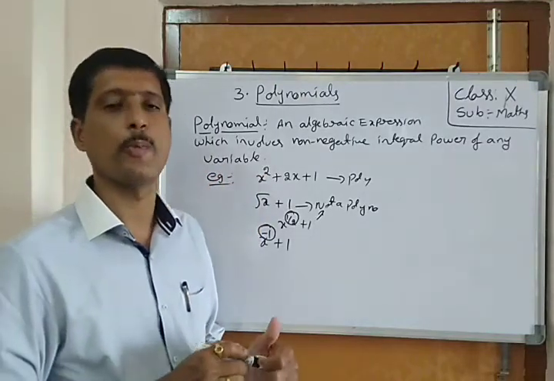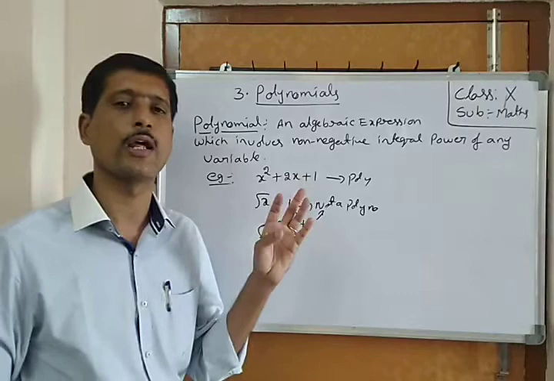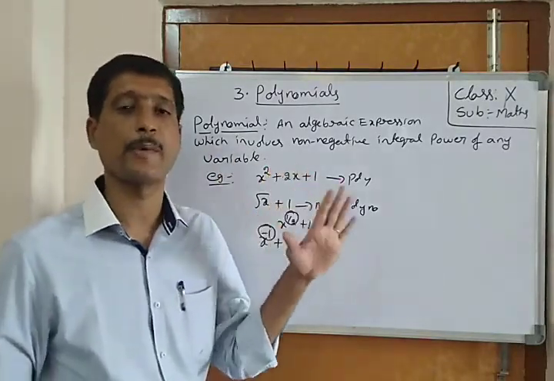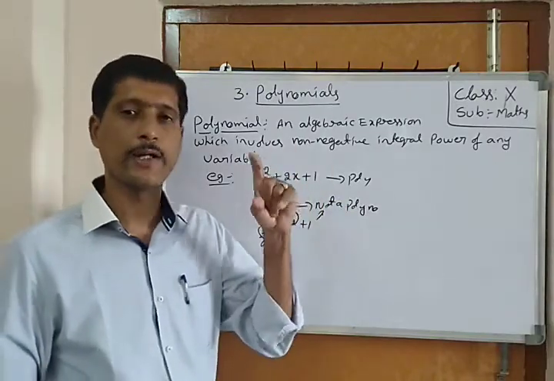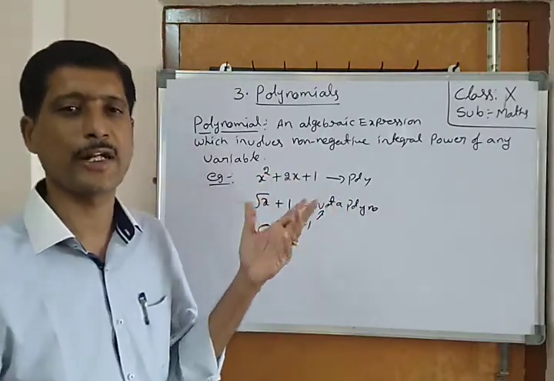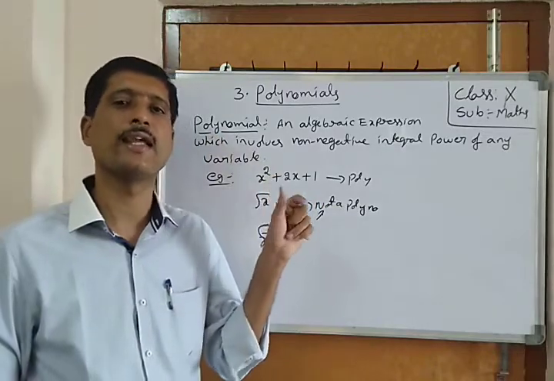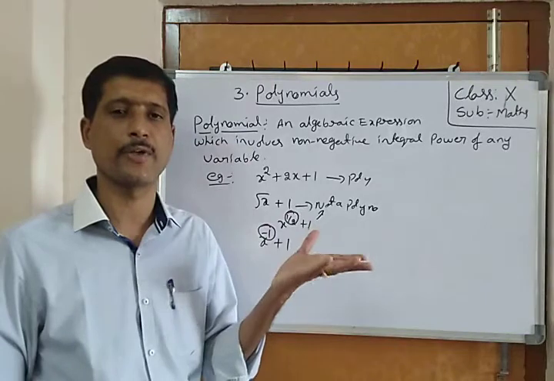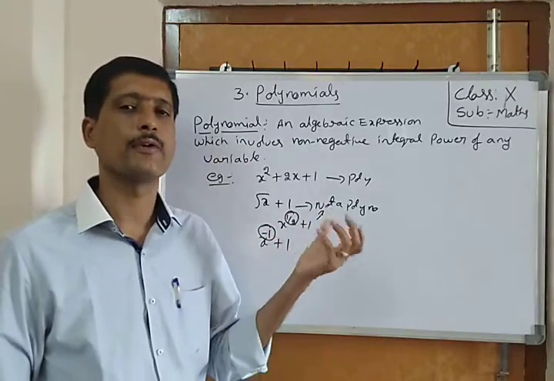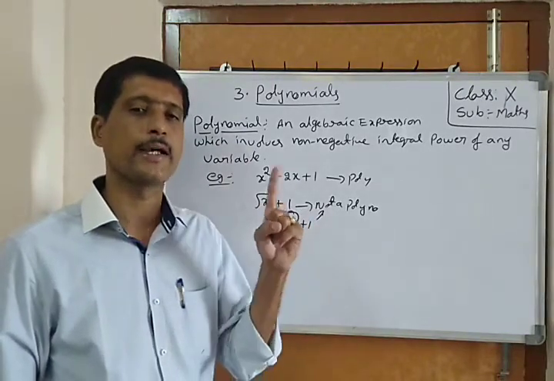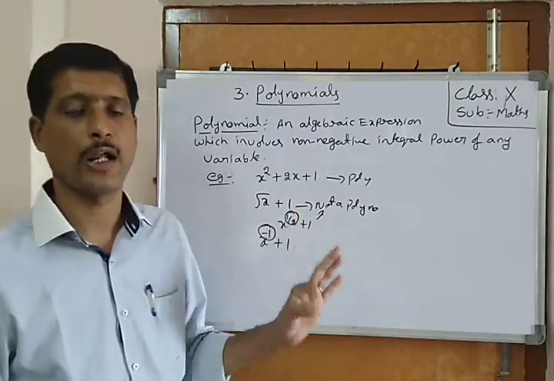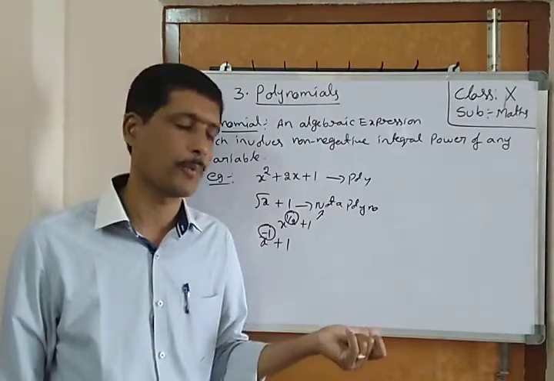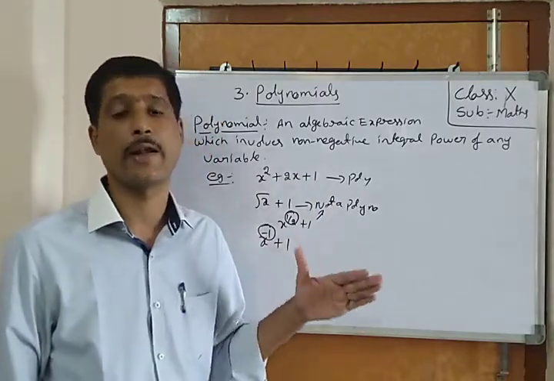According to terms, there are monomial, binomial, trinomial. Monomial means only one term. Binomial means two terms. Trinomial means three terms. Multinomial means more than three terms. According to degree: if the degree is 1, that is a linear polynomial. Degree 2 is a quadratic polynomial. Degree 3 is a cubic polynomial. Degree 4 is biquadratic.